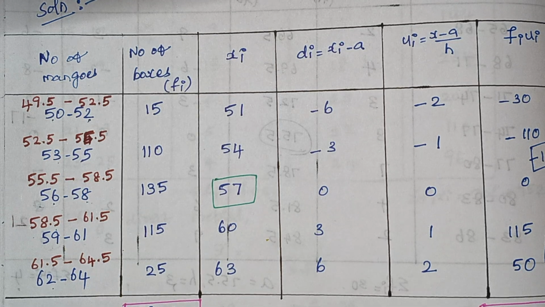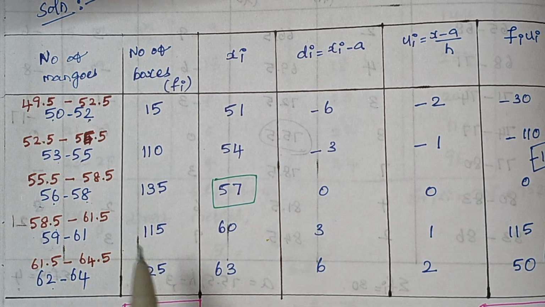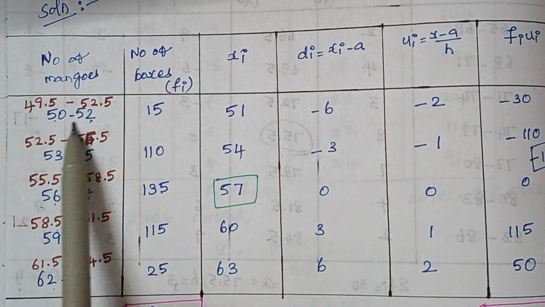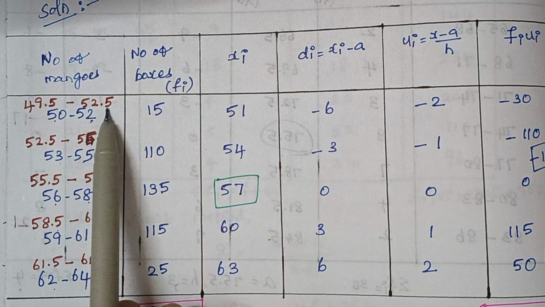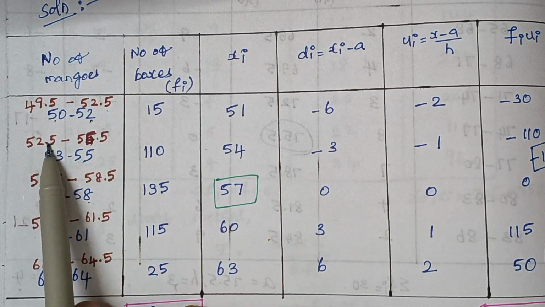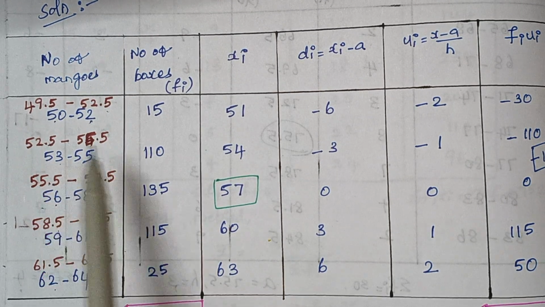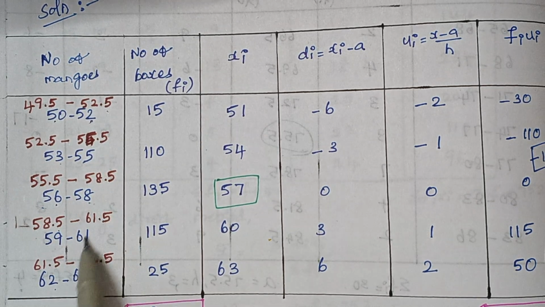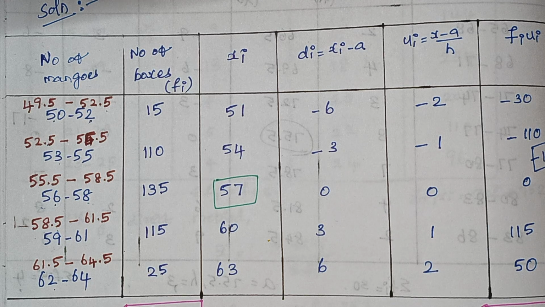So now when you look at this tabulation, you see these two numbers are the same, right? Here it is ending at 52.5, here the range starts at 52.5. Similarly here also, these two numbers are the same, these two are the same and these two are the same. So this is our primary step to proceed.